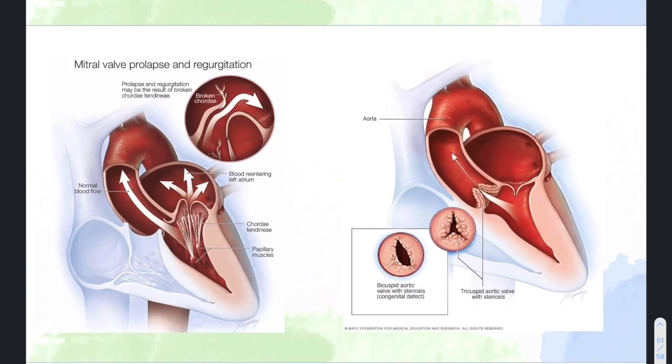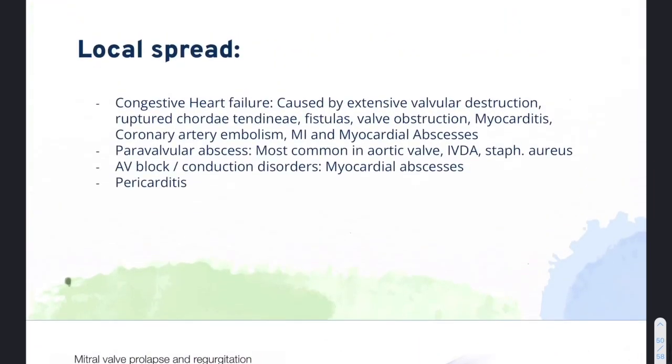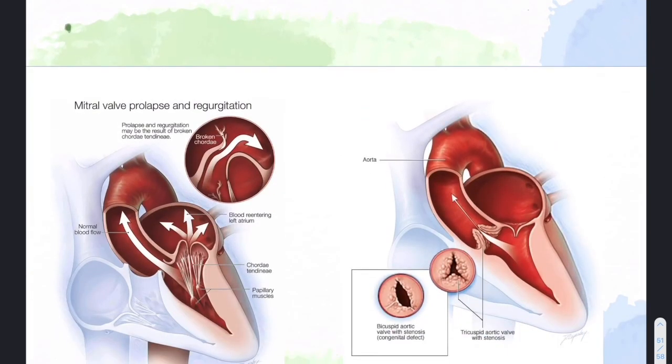You could see here a rupture of the chordae tendineae. Here is valvular obstruction, which is stenosis. Just a simple explanation of valve stenosis: the valve becomes very thick so that it cannot open well, so the flow decreases.